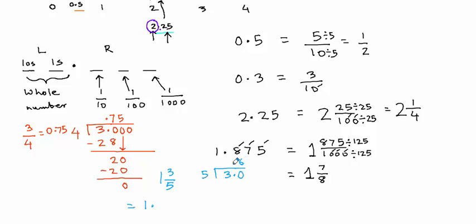And let's not forget the decimal point. 5 times 6 is 30. Subtract. There's no remainder. So we have come to the end of the division. And 3/5 is equivalent to the decimal 0.6. So 1 and 3/5 is the same as 1.6. That's how you change between fractions or mixed numbers and decimals.